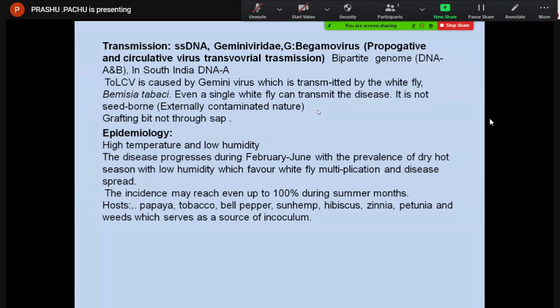weeds, etc. So you see the Geminiviruses. It is a bipartite virus, having single-stranded DNA. This is the picture which shows the Gemini particles having DNA A and DNA B. It is a Begomovirus.